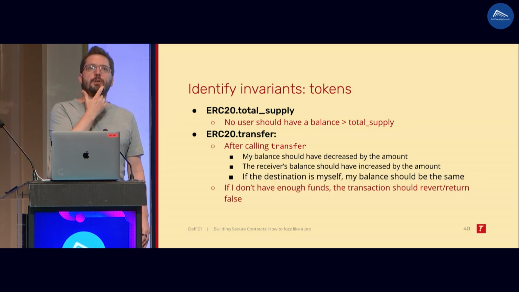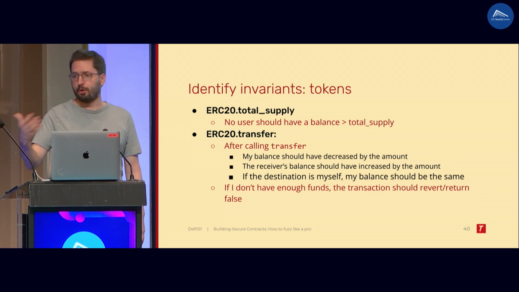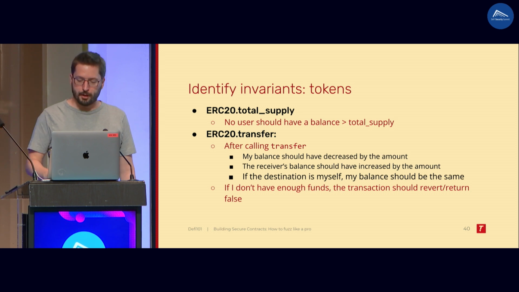Something to consider also is situations where the system should revert, or return false. So it's also important to create invariants on things that should not happen. If you have a transfer and you don't have enough funds, either you should revert or return false, depending on your implementation.